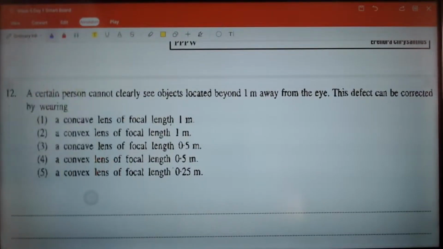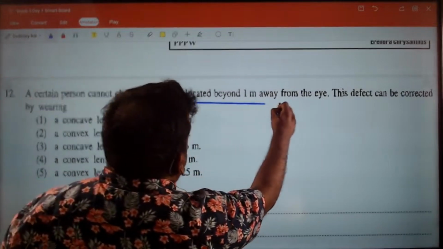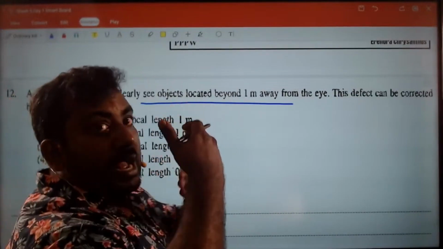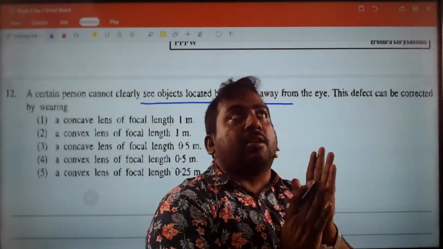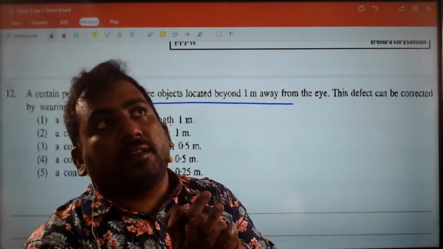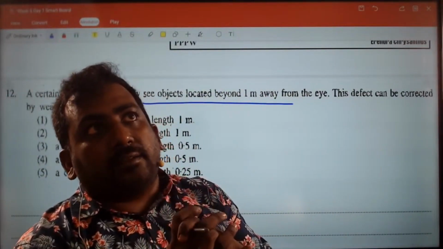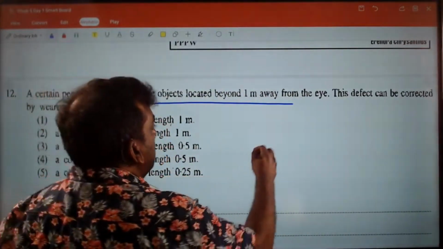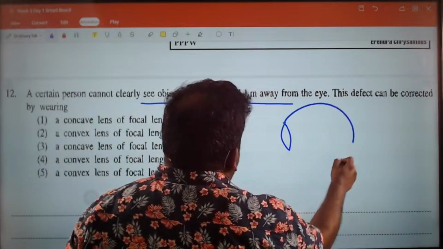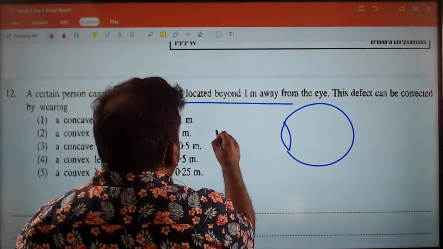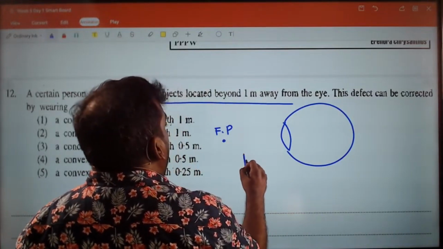Next up. A certain person cannot clearly see objects located beyond 1 meter. Can't see beyond 1 meter means what? Short-sighted or long-sighted? Short-sighted. Right. So here you go, the far point of the eye is 1 meter. Okay? Right.